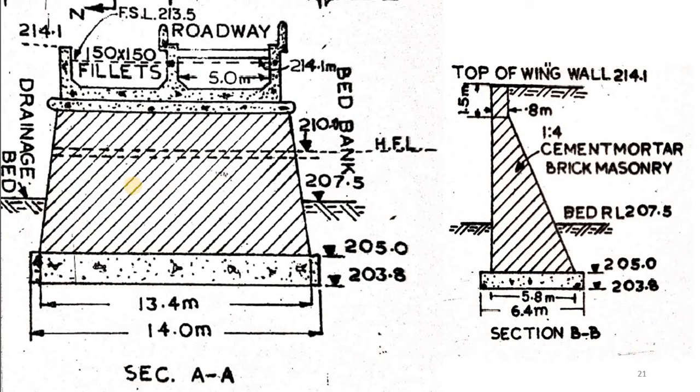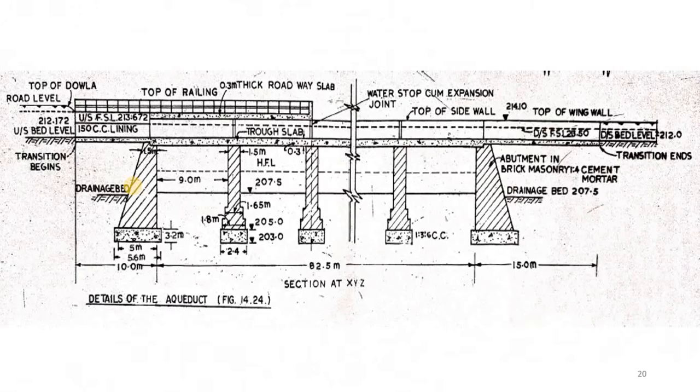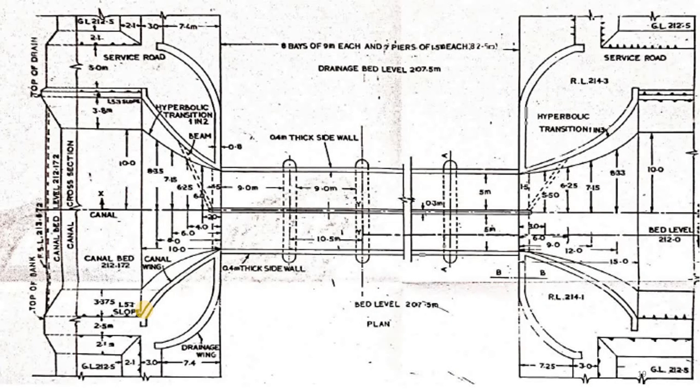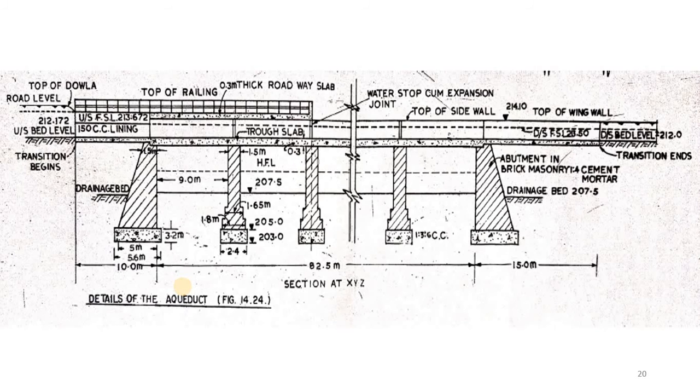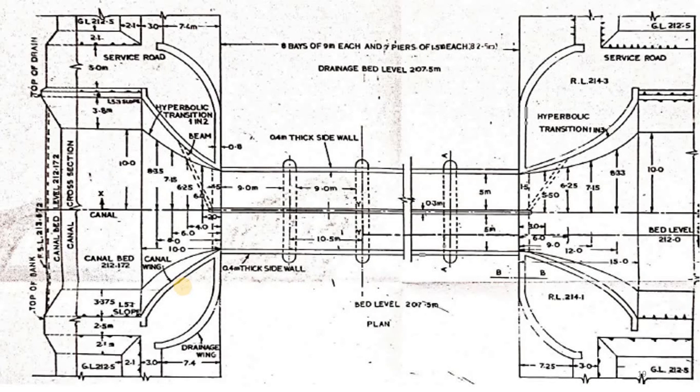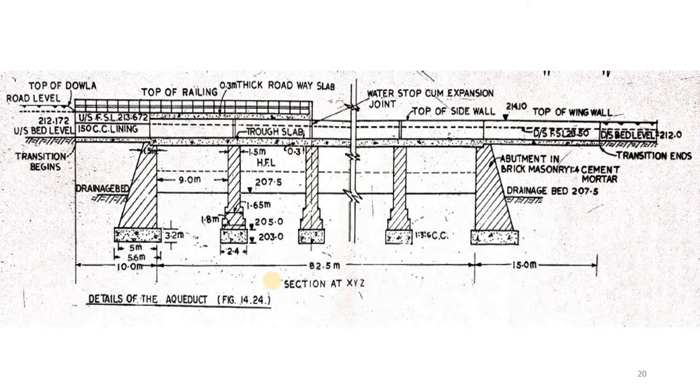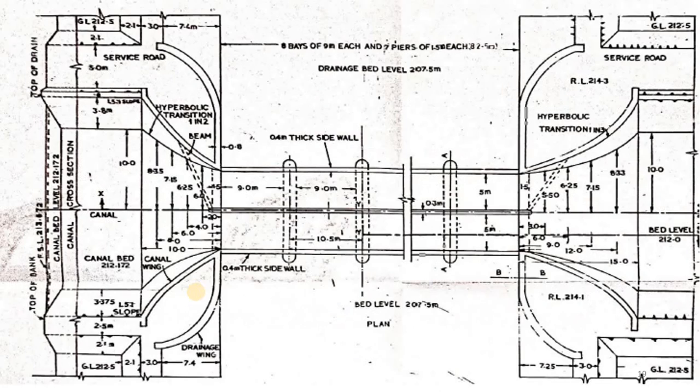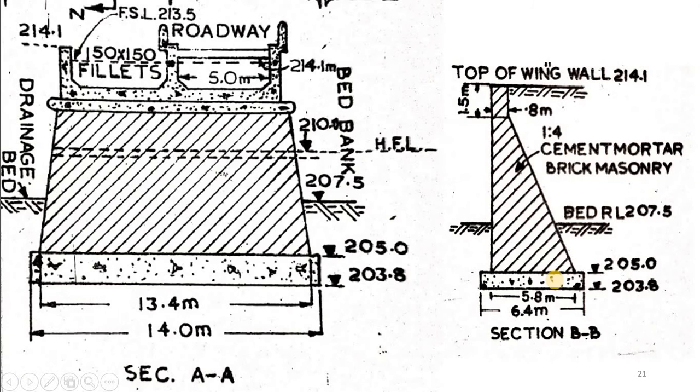This one is the detailing of section AA and section BB. Here, this is section AA, that is one detailing of the pier, and this is section BB, that is detailing of the drainage wing. So section AA is that of the pier.